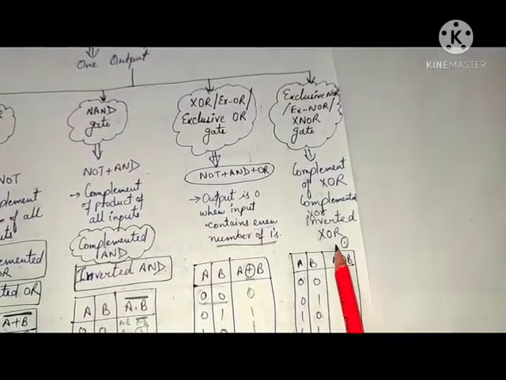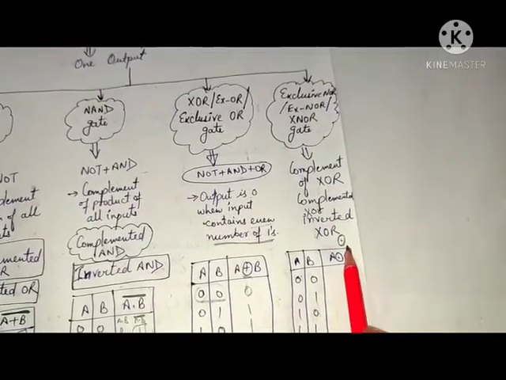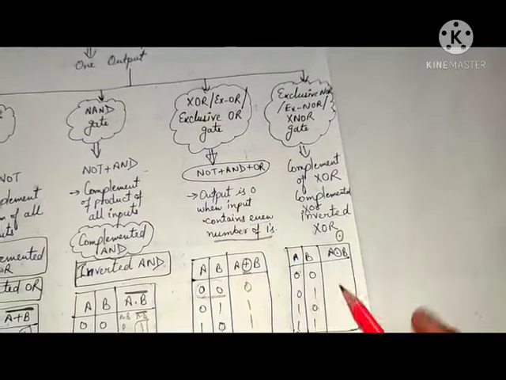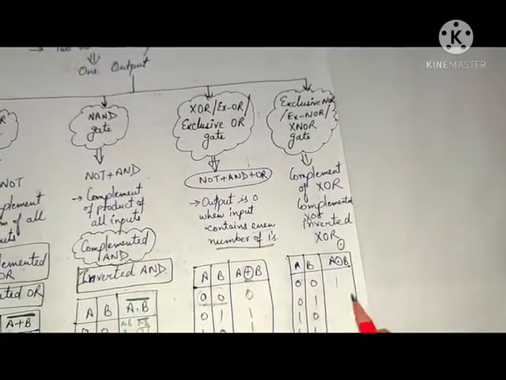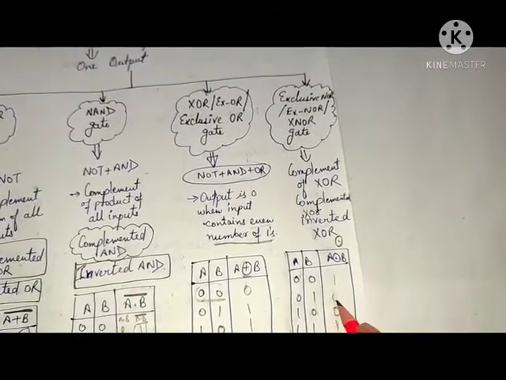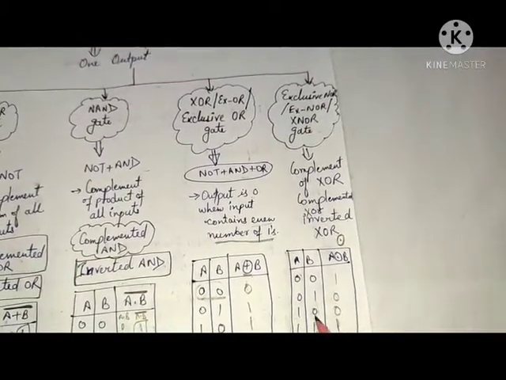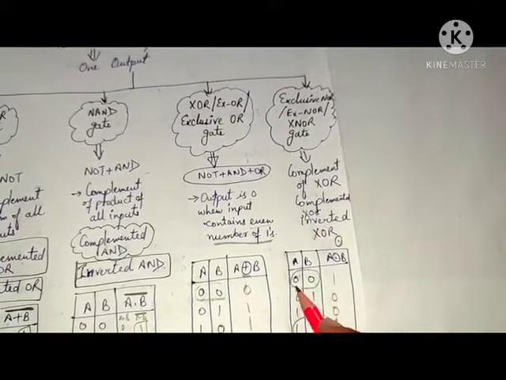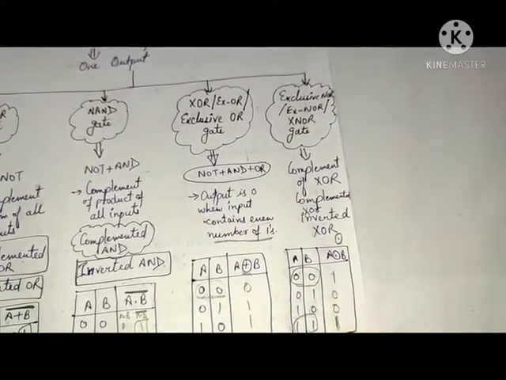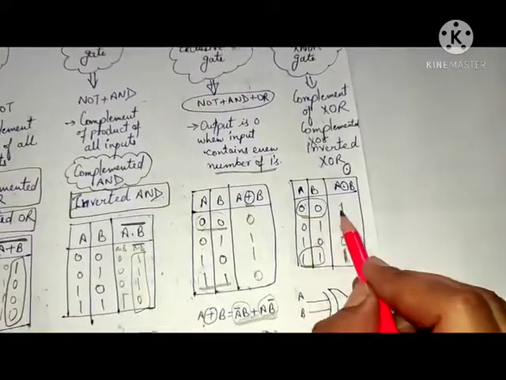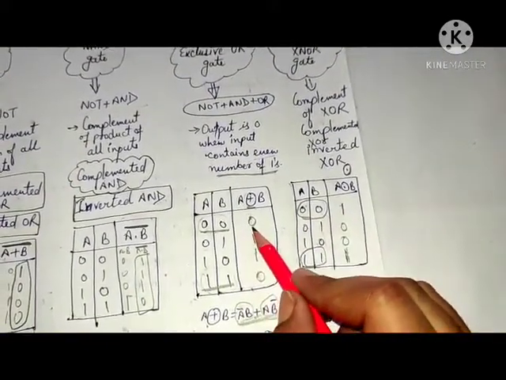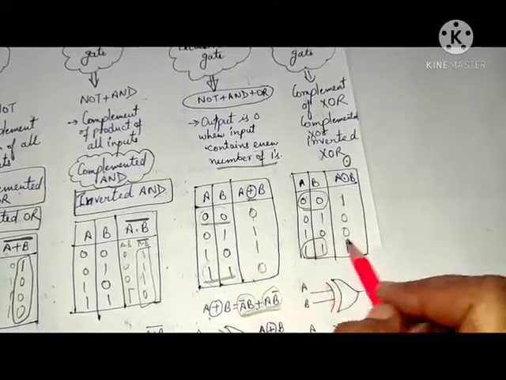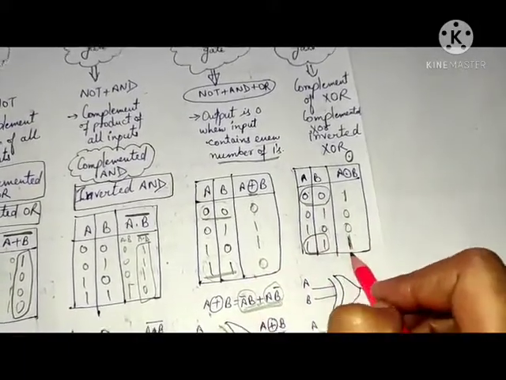Here the output is 1 when all input contains an even number of ones. That is the opposite of XOR. So here this is the output 1, here output 1, here is 0. Because the output is 1 when there are an even number of ones. Here also, otherwise it is 0. See here, this is a complement of this. Here it is 0, in XNOR it is 1. 1 0 1 0 0 1.